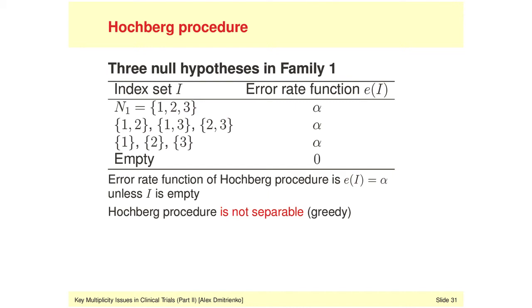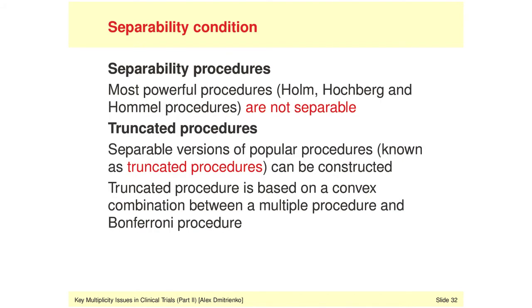in the primary family. In general, when we talk about the separability condition, I would like to point out that most powerful or stepwise procedures that we discussed in part 1, this includes the Holm, Hagberg, or Hommel procedures, turned out to be non-separable, which is again not a surprise because these are examples of efficient multiple testing procedures that try to utilize all available resources, all available alpha. However, we can force one of those efficient procedures to become separable by applying truncation.